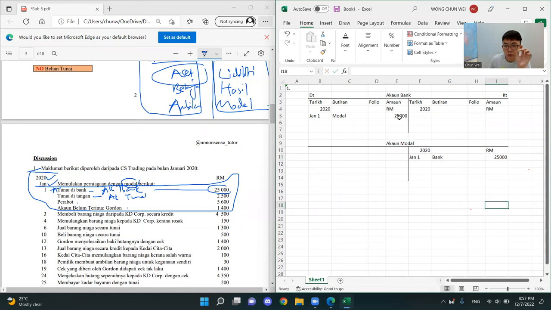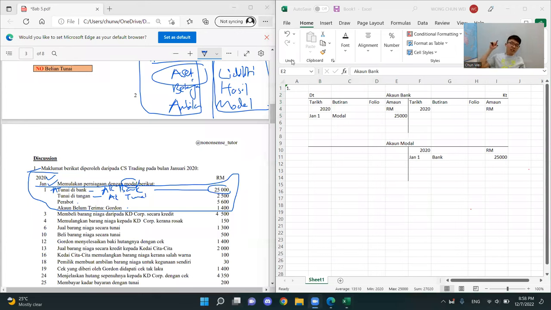25,000. So here, for this one, I say I debit bank. Here I say I credit my modal. Because this is account modal. In account modal, it is recorded where? In the credit side. Therefore, we say credit modal, debit bank. Do you understand or not? If yes, give me a yes in the chat box.